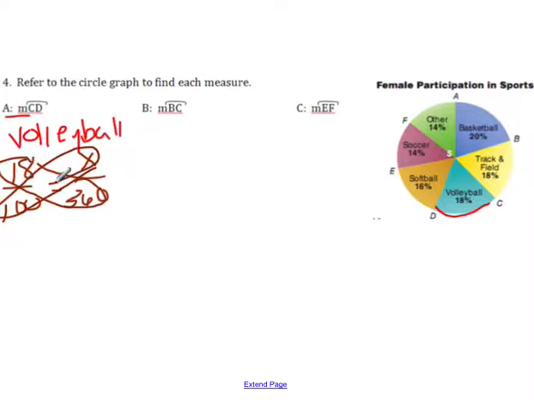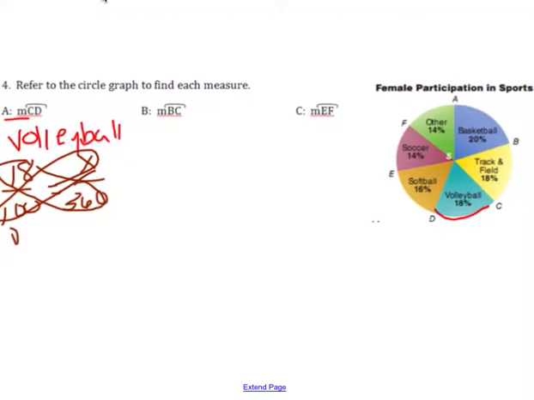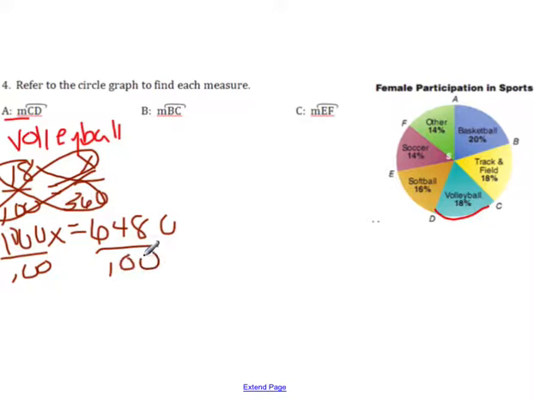Now we're going to cross multiply. So I end up getting 100x is equal to 360 times 18, which is 6,480. Now I need to solve for x, so I'm going to divide both sides by 100, and I end up getting that x is equal to 64.8 degrees. Okay, so our label on that now is degrees.